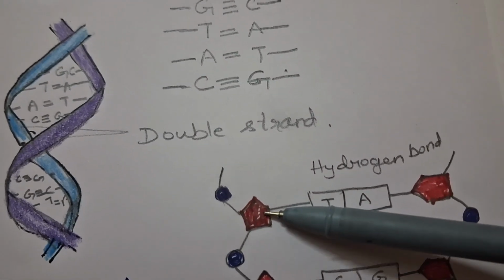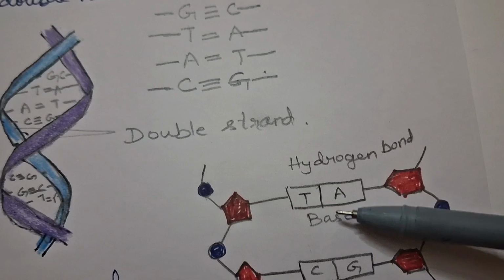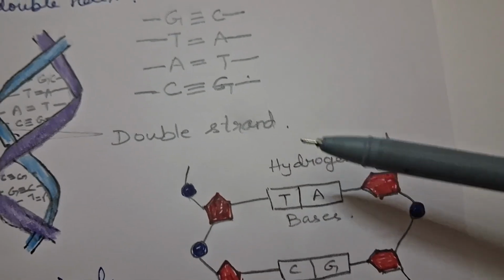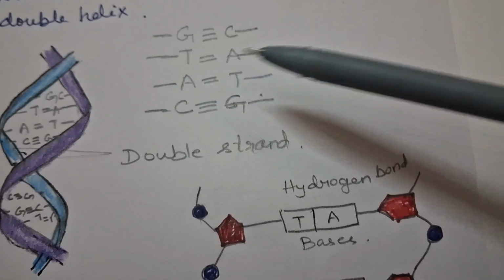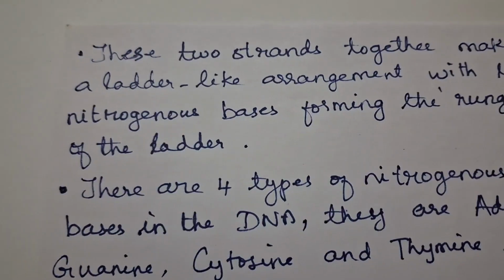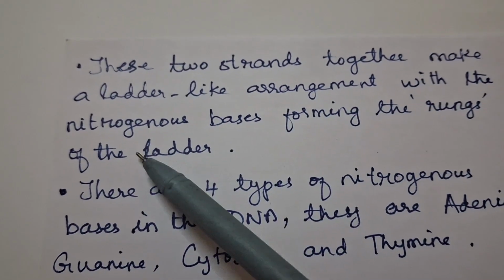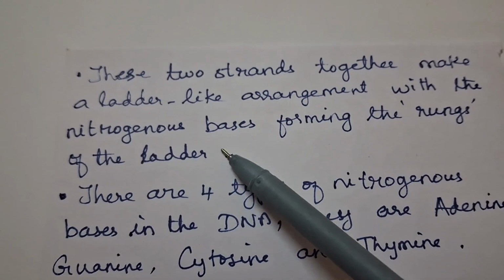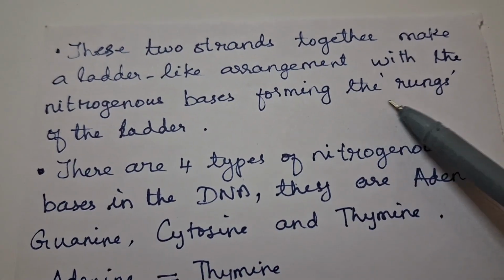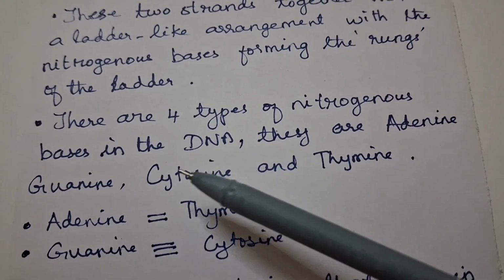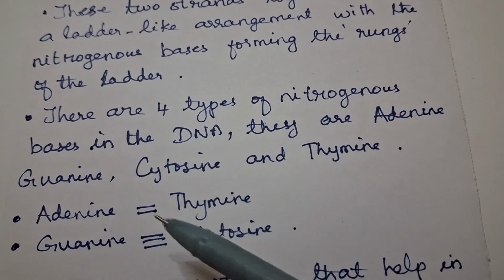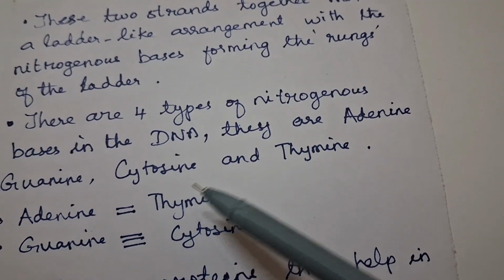This is a pentose sugar and this is a base, and it is linked with a hydrogen bond. Cytosine and guanine have a triple bond, adenine and thymine a double bond. These two strands together make a ladder-like arrangement with the nitrogenous bases forming the rungs of the ladder. So it is like a twisted ladder. What I said again: there are four types of nitrogenous bases, and you should know them: adenine, guanine, cytosine and thymine.